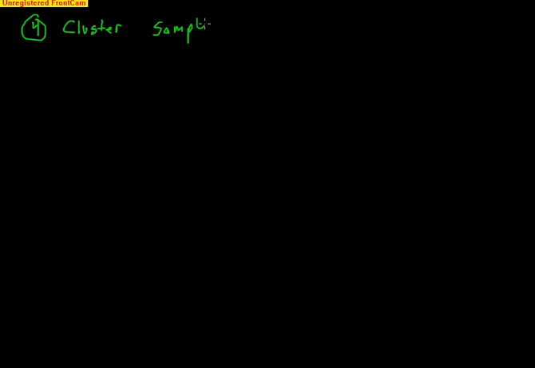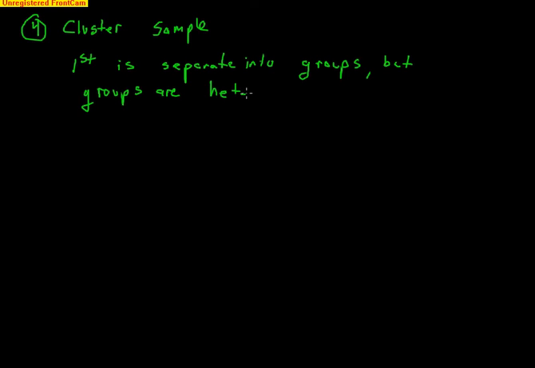And in a cluster sample, the first thing we do is separate into groups, but groups are heterogeneous. I hope I spelled that right. Anyway, heterogeneous means the groups are a mix. So groups are mixed up, meaning that in each group, I have a mix of all different kinds of people.